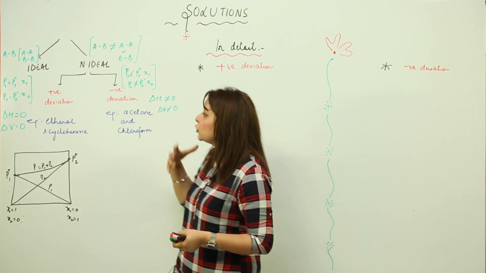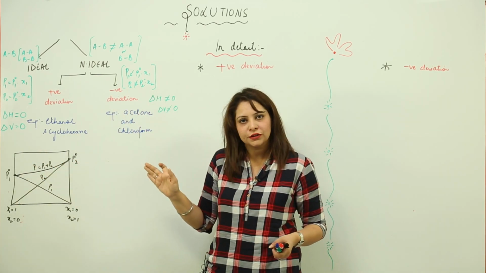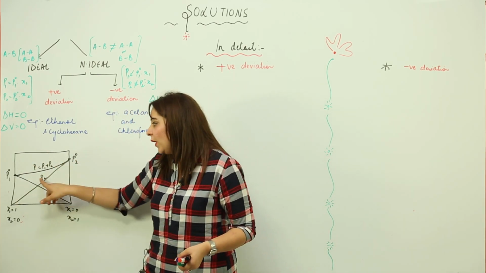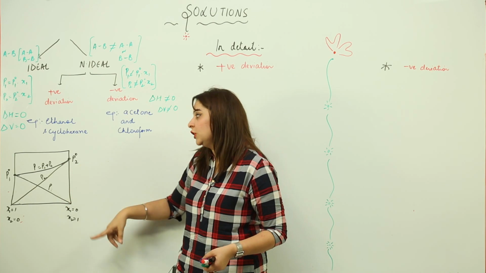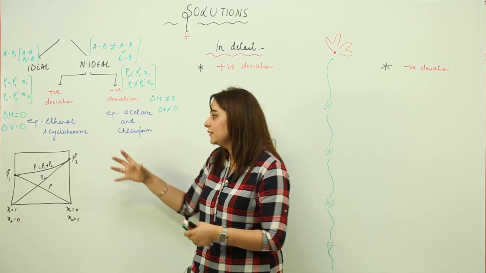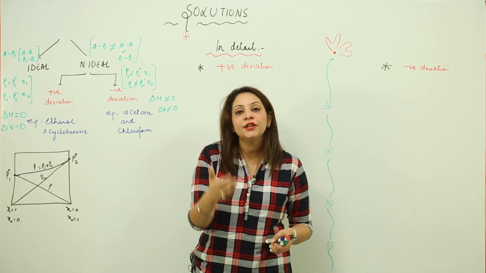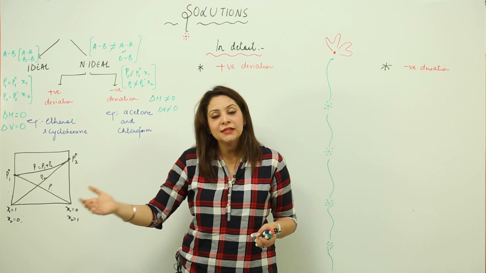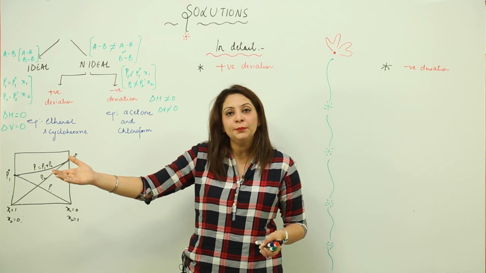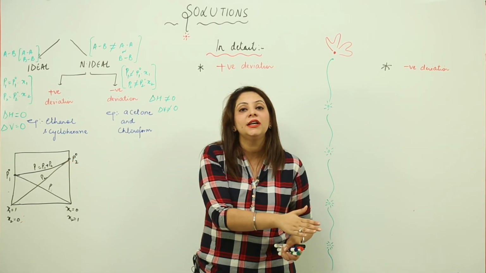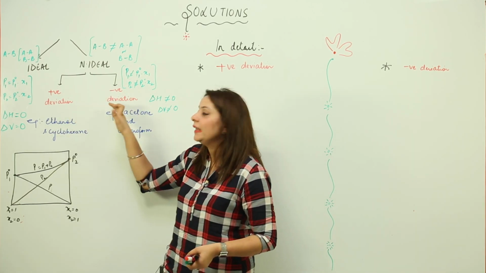So if we talk of a non-ideal solution graphically, this is not obeyed by the non-ideal solution, right, because in this case P1 is not equal to P1 naught into x1 and P2 is not equal to P2 naught into x2. So we will see a certain kind of deviation. Now, when we talk of deviation, we will see that the deviations are of two types: either the vapor pressure will increase or the vapor pressure will decrease. That means either it will have more vapor pressure as compared to the ideal one, or it may have less vapor pressure as compared to the ideal one.